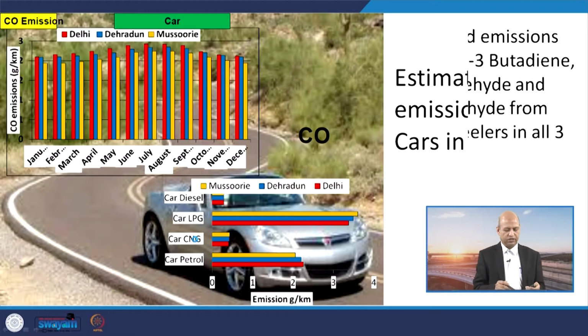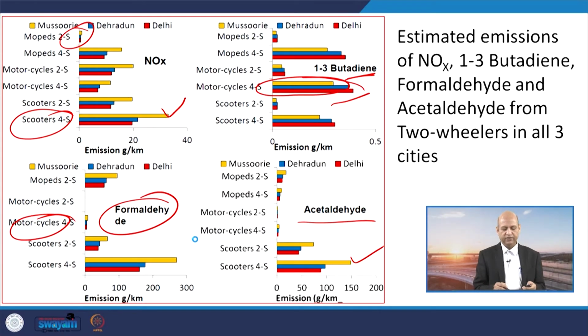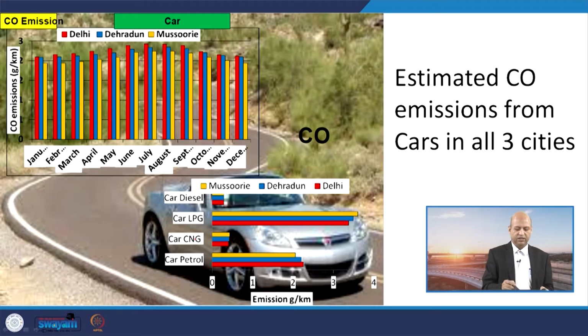So, those were two wheelers basically. Now, if you compare the cars, in the car also you can see that in Delhi CO emissions are more, but in Mussoorie they are less. When we go for different fuel categories, diesel cars are emitting less CO in comparison to LPG. LPG is the highest one. And in Mussoorie it is more. So again you can see the difference, and CNG is again less.